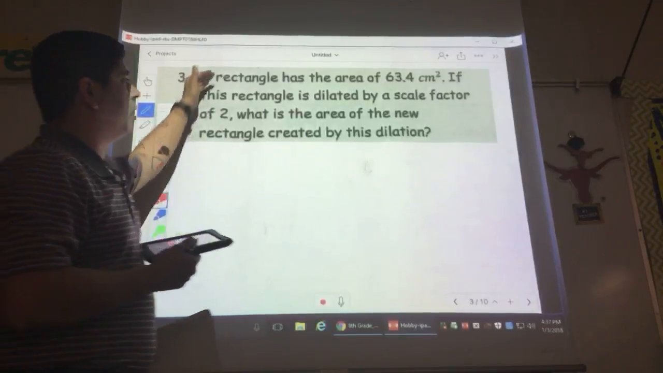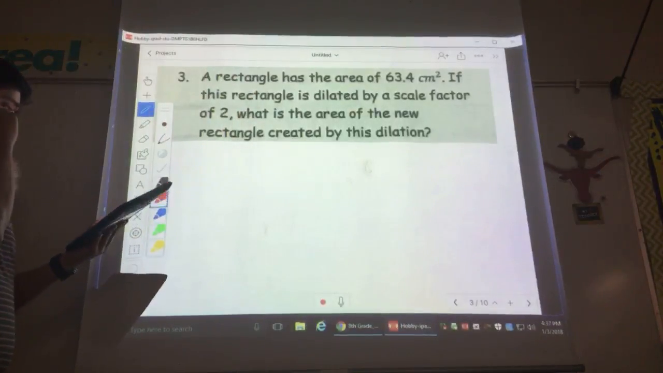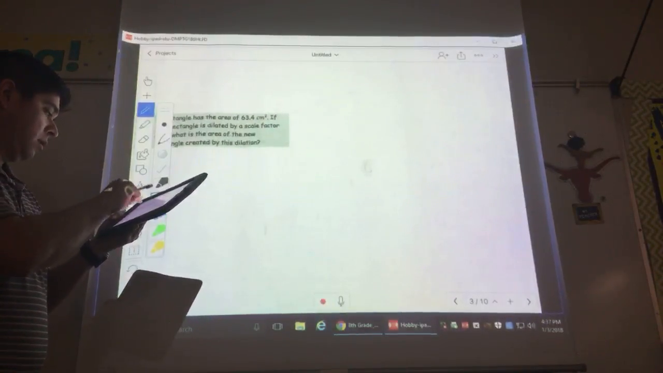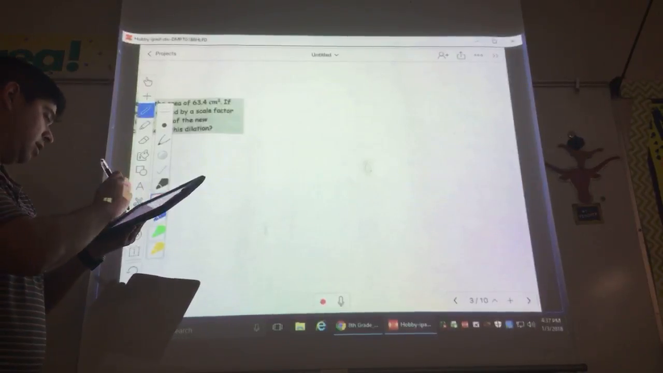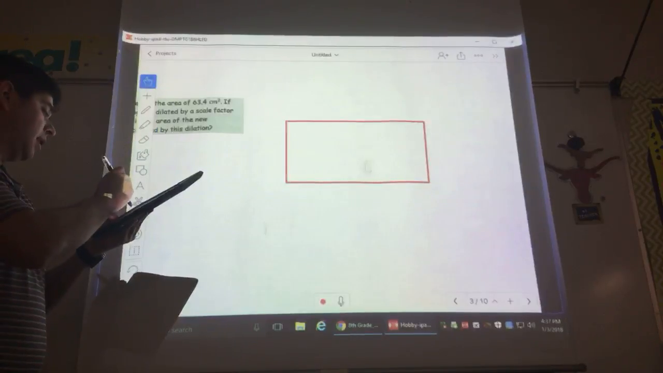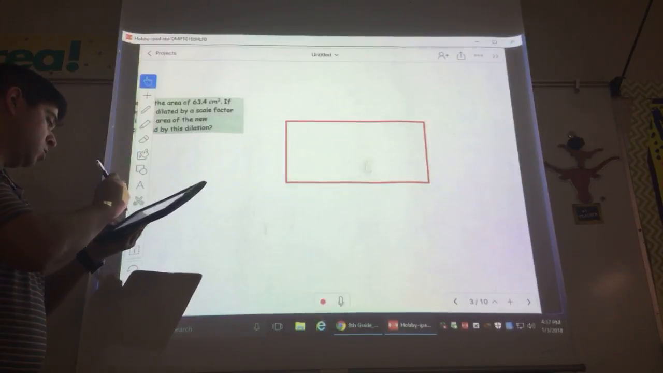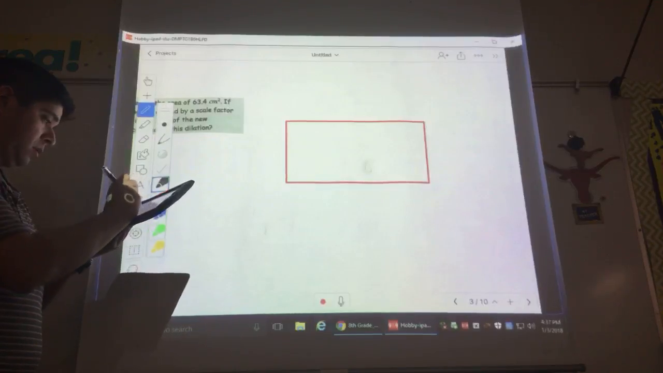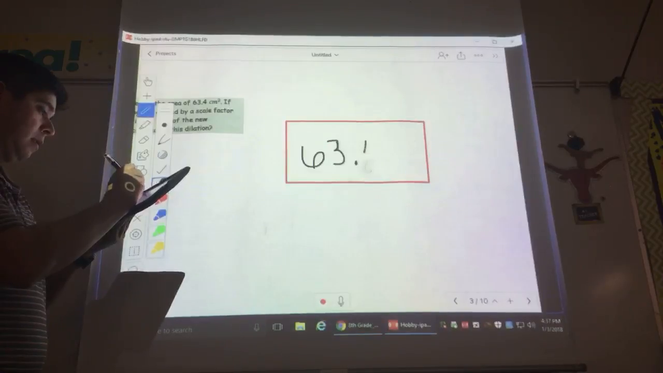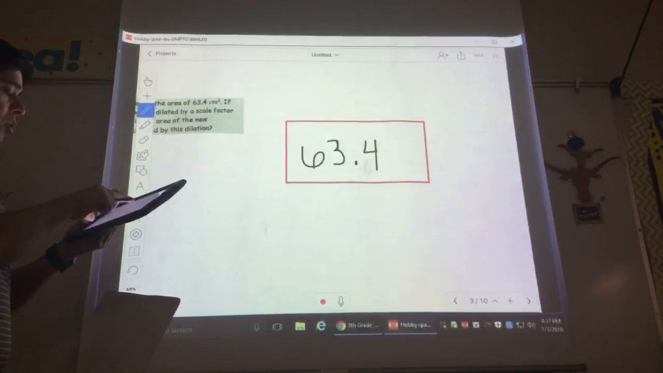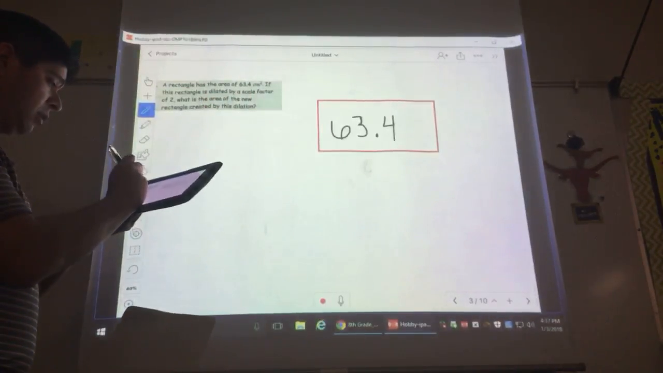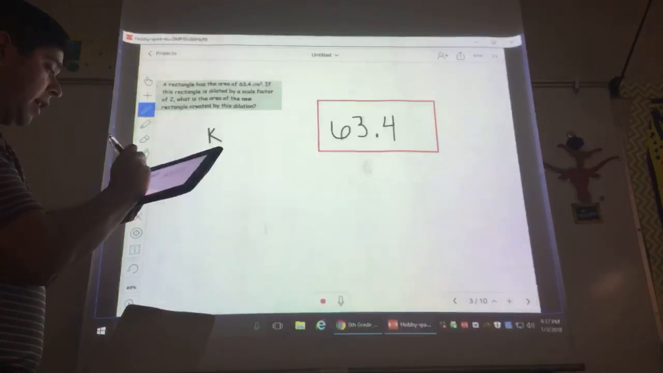So what we're saying is that we have a rectangle, and what I'm going to do is I'm going to, over here off this side, I'm going to make a rectangle shape over here. There. And this got an area of 63.4. I'm just going to put that inside here. All right. So with this rectangle of 63.4, I have a scale factor of 2. So K equals 2. Remember, K stands for scale factor.